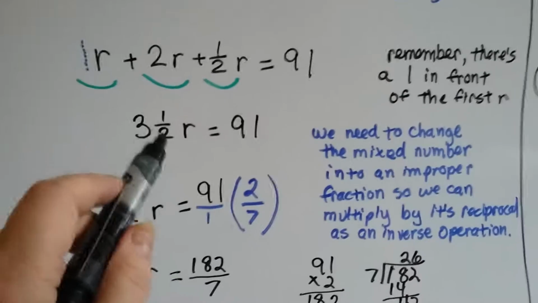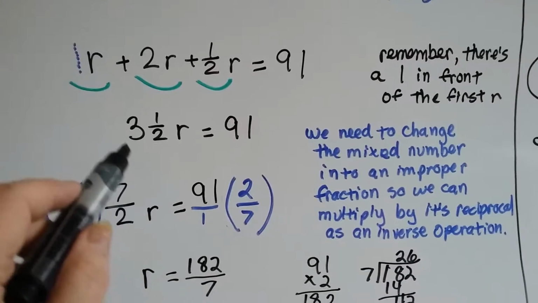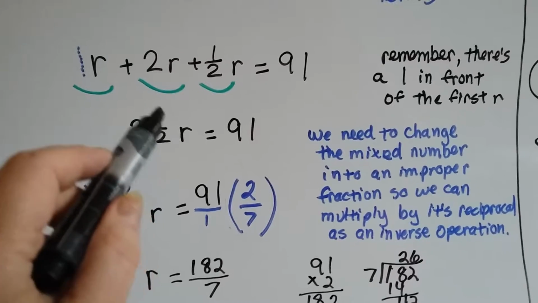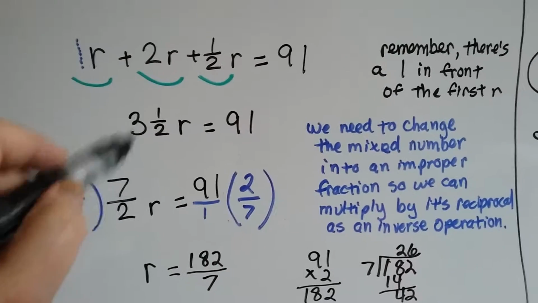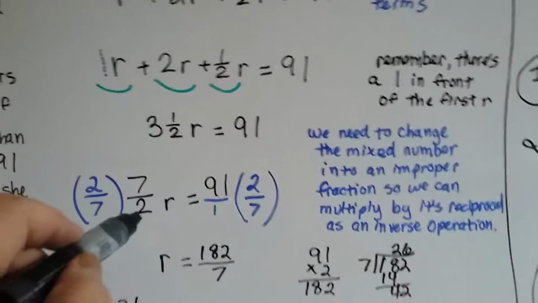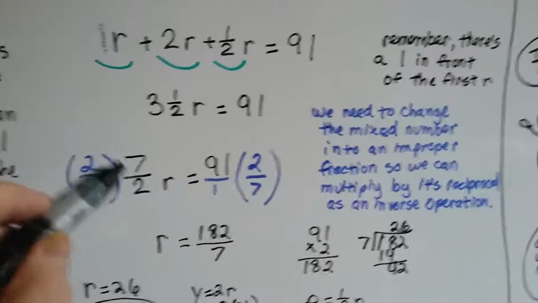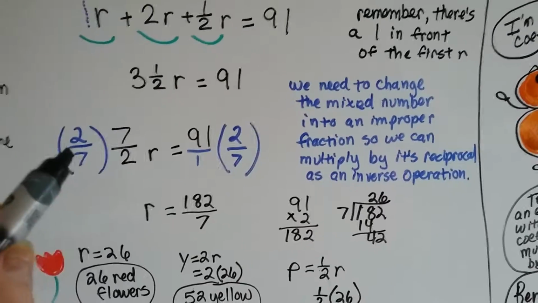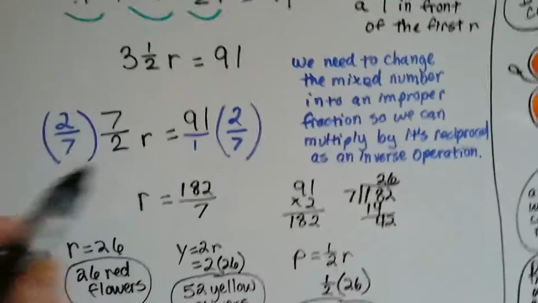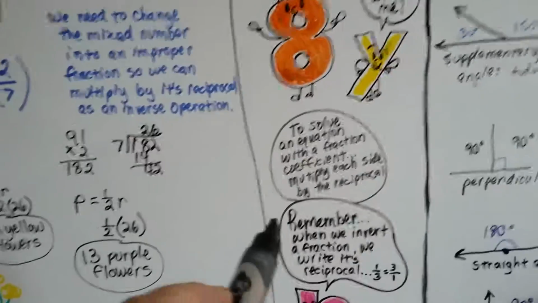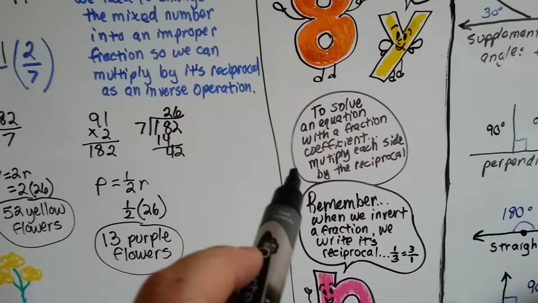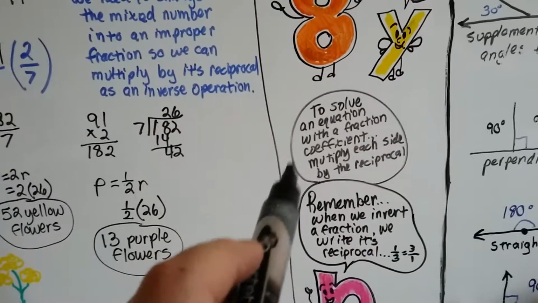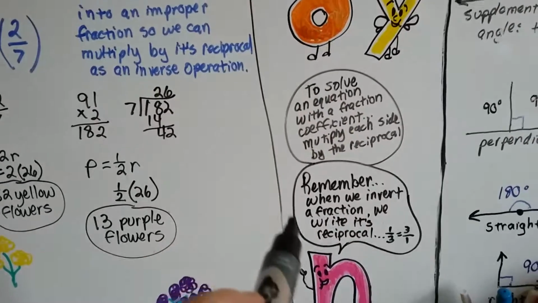Well, just turn this into an improper fraction by going 3 times 2 is 6, plus the numerator 1 is 7. 7 over 2 is the same as 3 and a half, okay? So by doing this, we can use the reciprocal to multiply to each side. So if you don't remember, to solve an equation with a fraction in the coefficient space, we multiply each side by the reciprocal of the fraction.